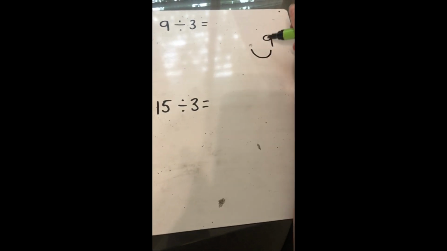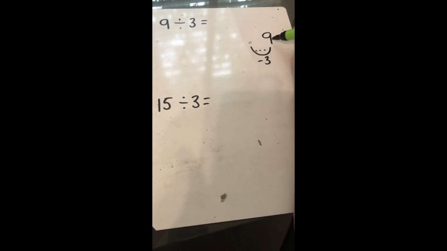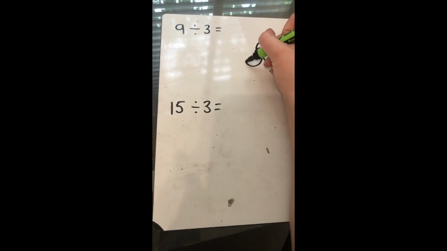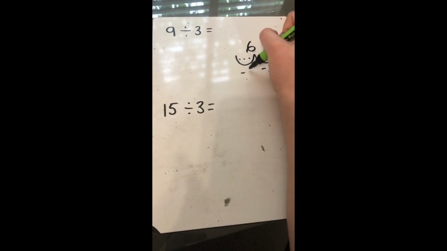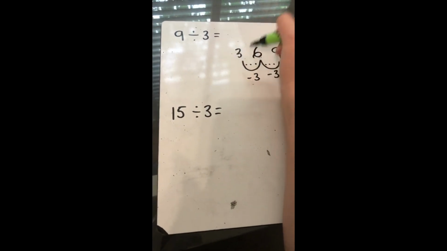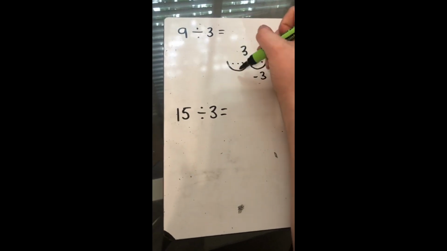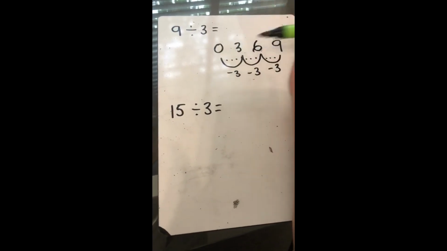So my first jump looks like this. 1, 2, 3. Minus 3. 9 minus 3 is 6. I'm going to keep doing this until I get to 0. 1, 2, 3, minus 3. 6 minus 3 equals 3. 1, 2, 3. 3 minus 3 equals 0. I've now got to 0.